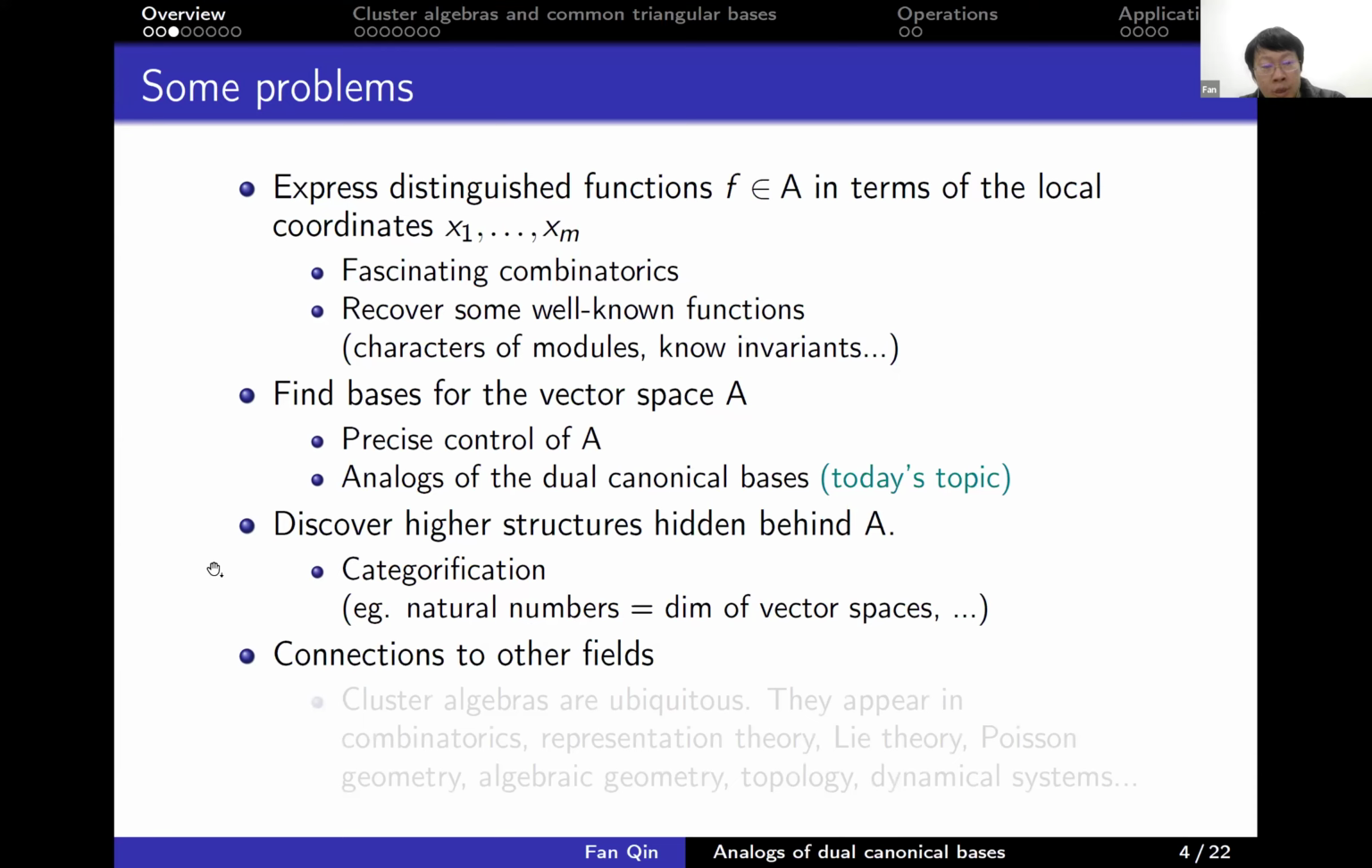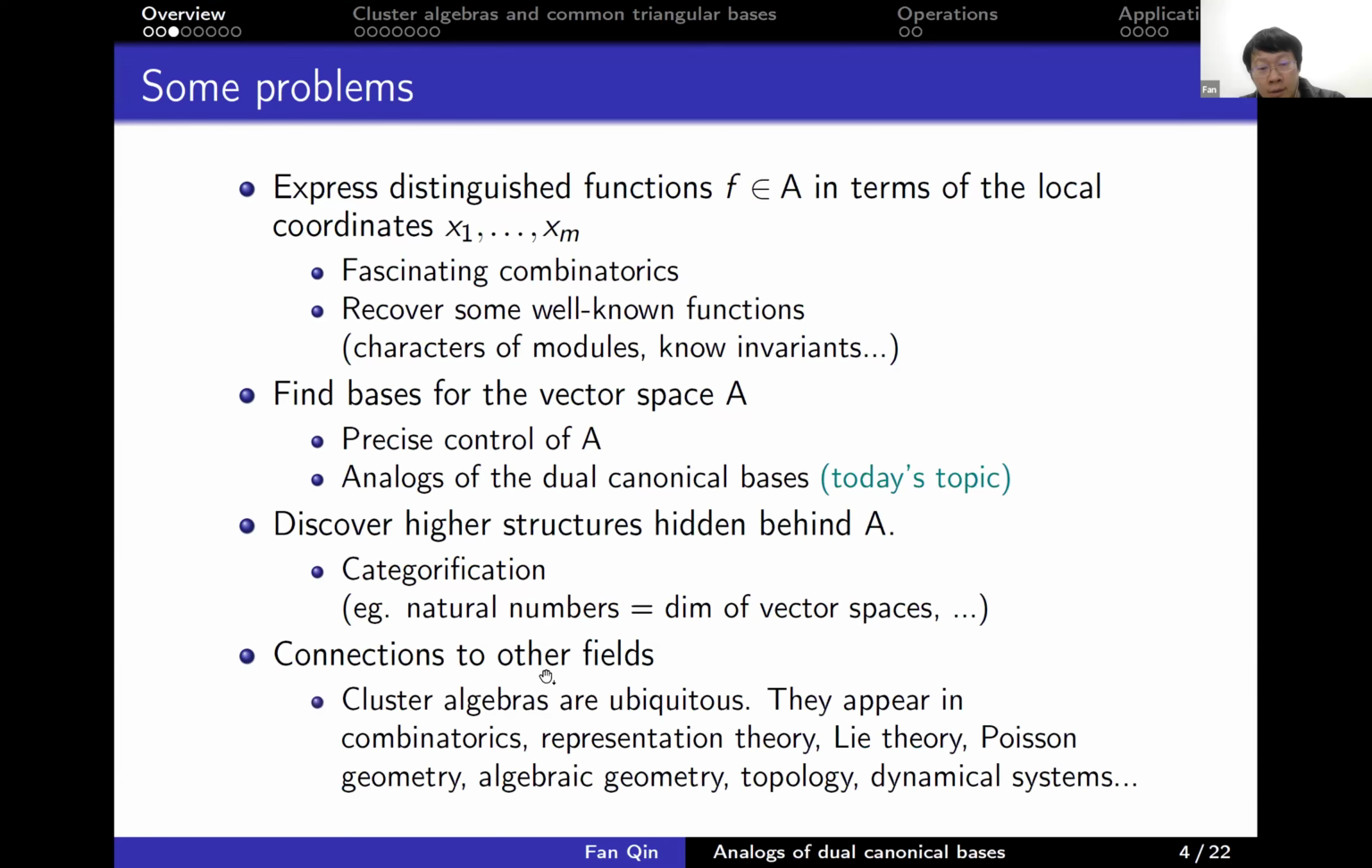And it is also important to consider the connections of cluster algebras to other fields. For example, nowadays we know cluster algebras are ubiquitous. Because in some sense, this is just an analog of the definition of the regular function rings of some geometric object. So this is a very basic concept. They can appear in many areas like combinatorics, representation theory, Lie theory, Poisson geometry, algebraic geometry, topology, dynamical systems, and so on. I will not cover these topics today, but there are many people working in different directions. All right.